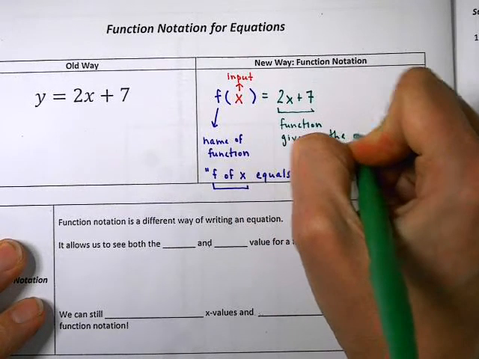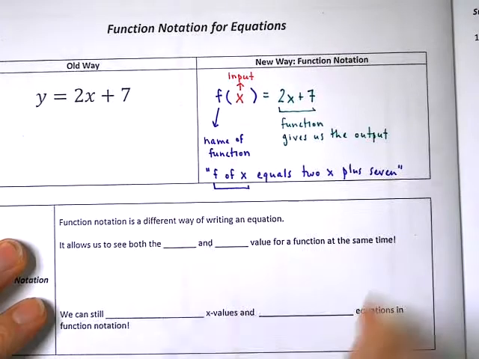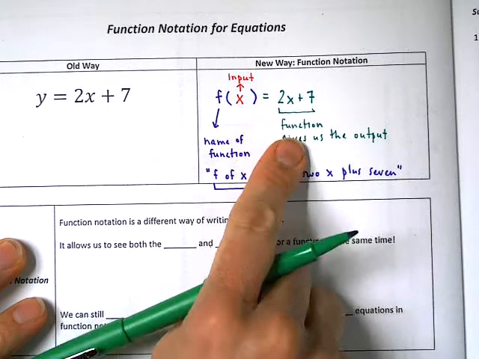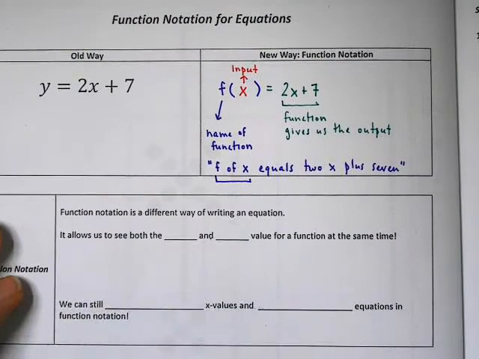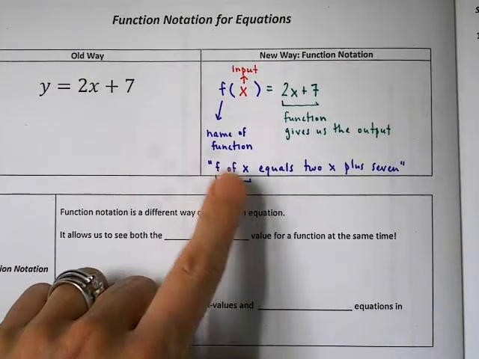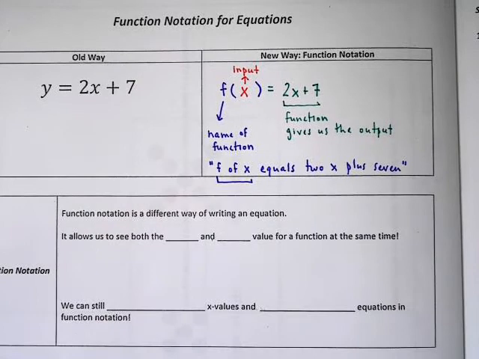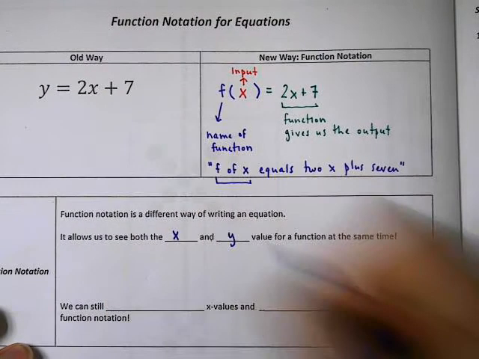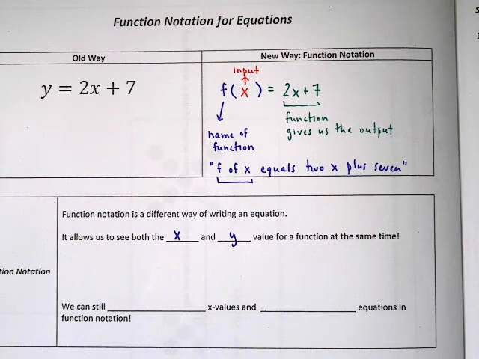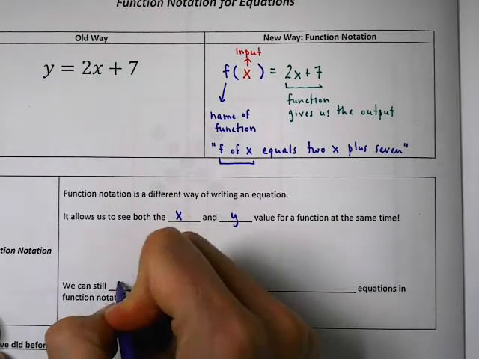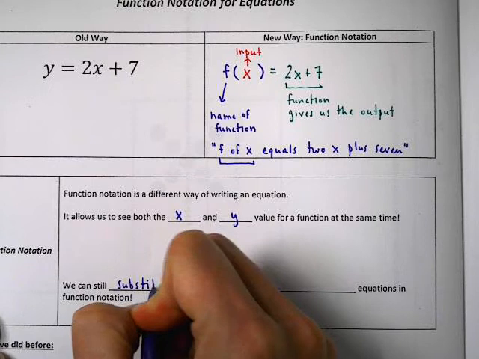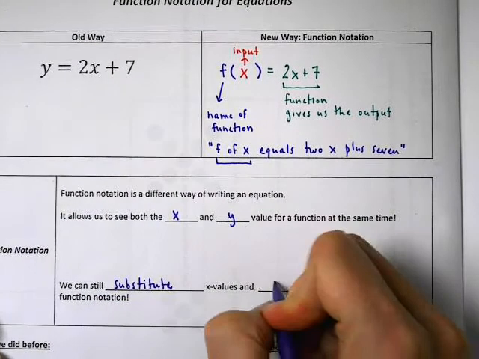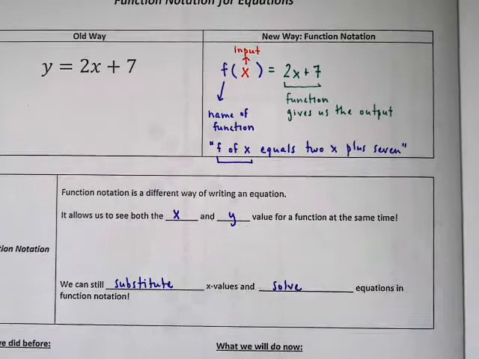So if you think when we were graphing by using a table, right, we would take an x value, we would plug it into that function, and it would give us the output of the function. So our new notation is this function notation, this f of x. Okay, so function notation is a different way of writing an equation, and it allows us to see both the x and the y value for a function at the same time. And we'll talk a little bit more about that in a little bit here. Now, we can still substitute x values and solve equations in function notation.